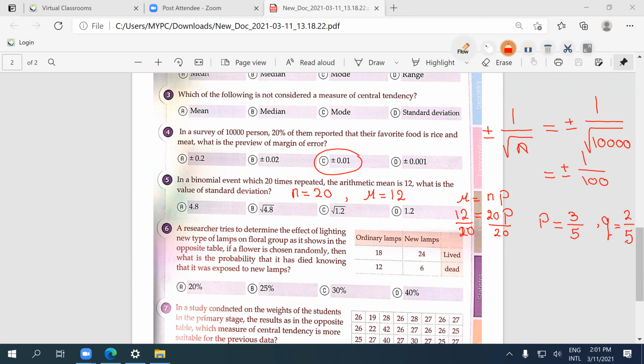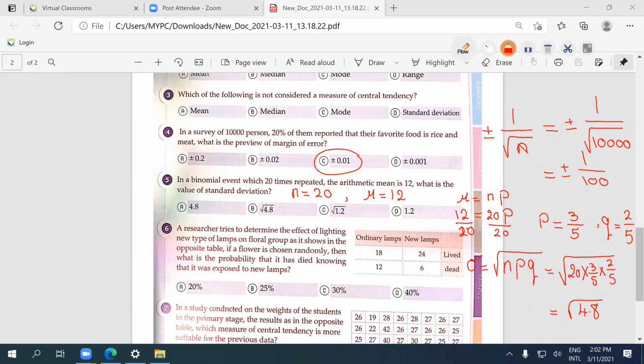So now we have p, we have q. I need to find what? The standard deviation. The standard deviation is sigma equals the square root of n times p times q. It means the square root of 20, multiplied by 3 over 5, multiplied by 2 over 5. And we get the result, it's root 4.8. We're going to number 6.